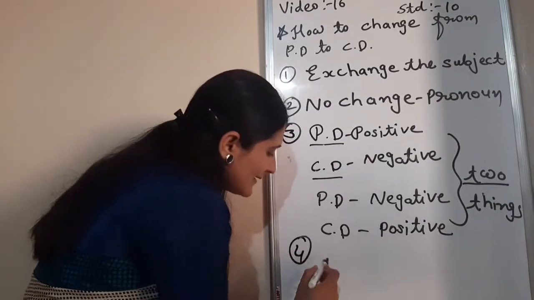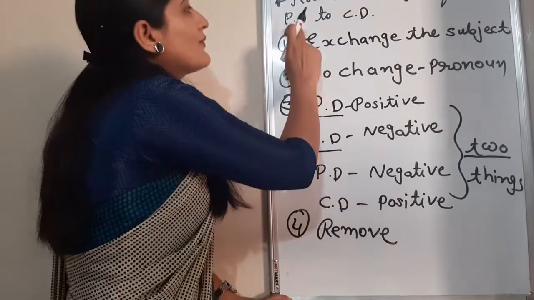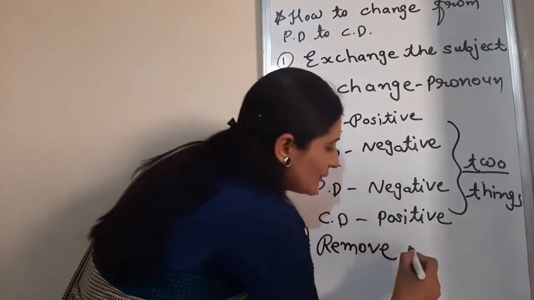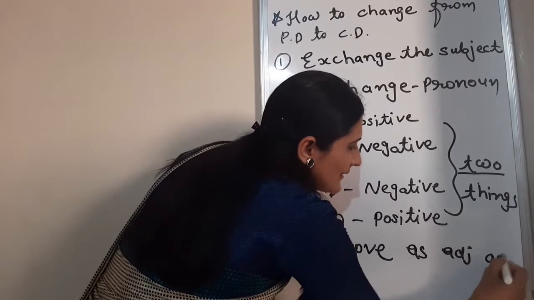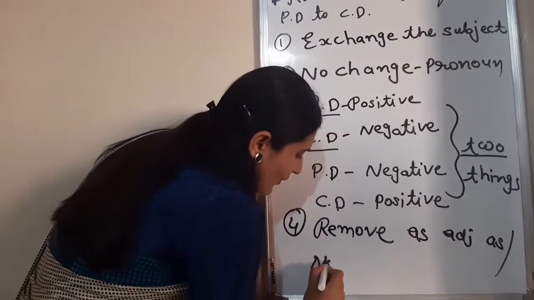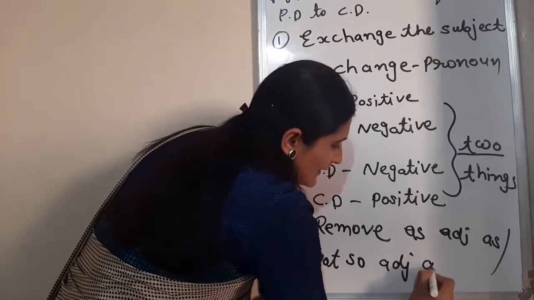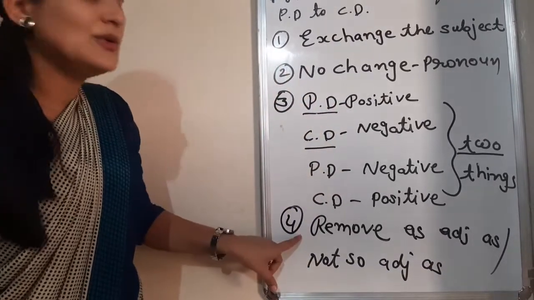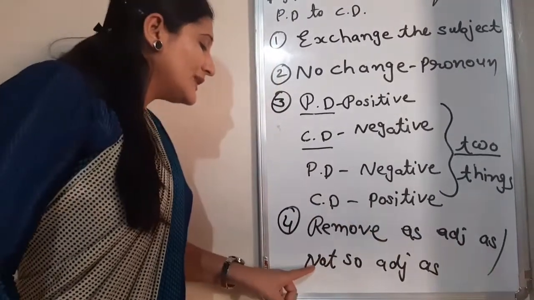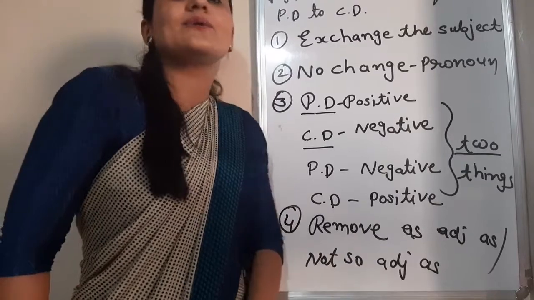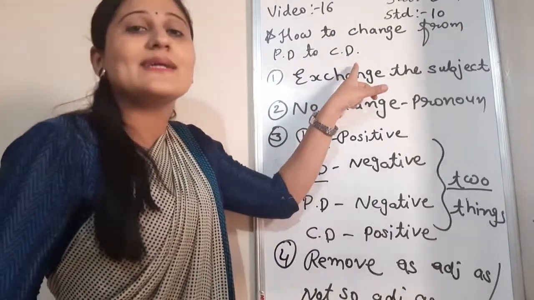Fourth one is remove, because when you turn from PD to CD, you need to remove as adjective as, and you need to remove not so adjective as, right? Because we will turn into comparative degree.